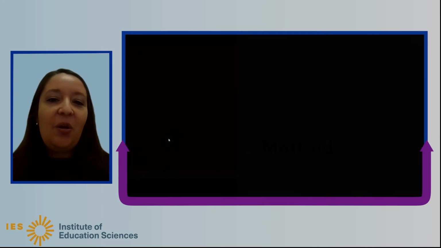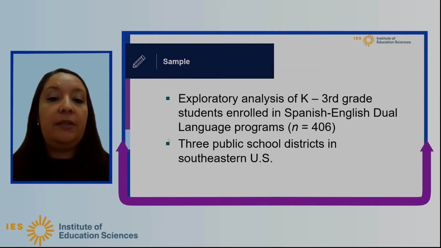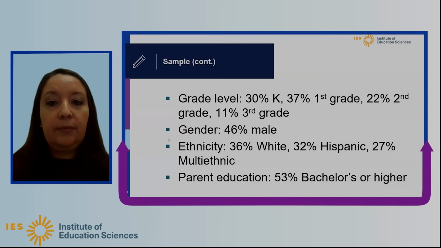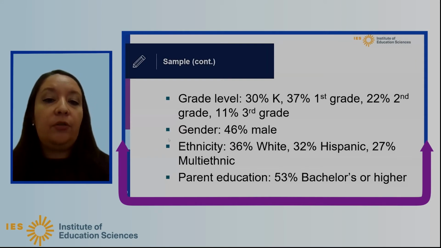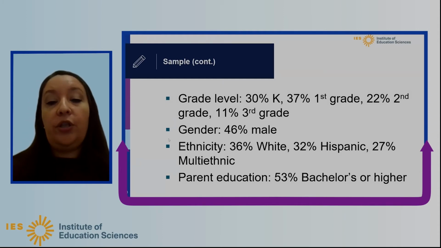So how do we look at this? Well, like I said, the data come from our exploration study, and that's a larger study that focuses on the experiences of kindergarten through 3rd grade students who are enrolled in Spanish-English dual language education programs. The analyses that we'll be sharing have a sample of 406 students who were recruited from 3 public school districts in the southeastern US. For grade level, our sample has greater representation for kindergartners and 1st graders compared to 2nd and 3rd graders. You can see that we're relatively split by gender, and we have pretty good ethnic diversity in the sample. And you'll also notice that this is a pretty educated sample, as noted by having over 50% of parents reporting that they had a college education or higher.